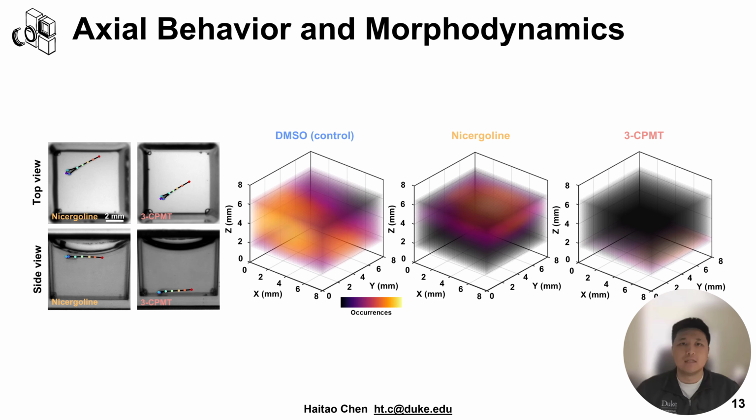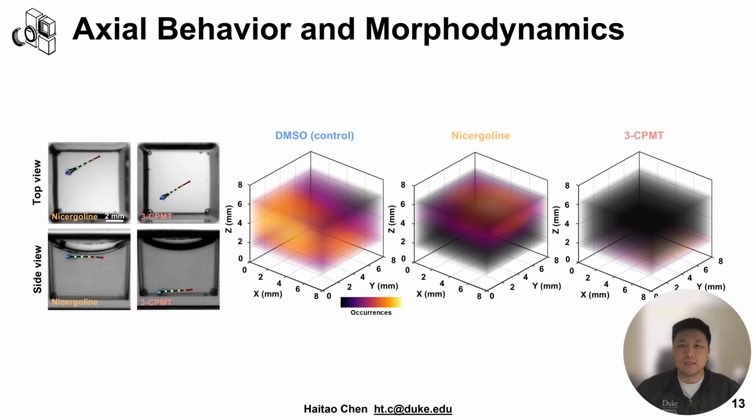Beyond planar kinematics, a key advantage of our platform is the ability to quantify the axial behavior and internal morphodynamics in freely swimming larvae. Using the dual-view imaging, we directly capture axial position and swim bladder morphology. As shown here, a 3D heat map reveals clear differences in depth regulation. The control larvae exhibit broadly distributed swimming depths. The nitrogen-treated larvae prefer to occupy higher axial positions, while the 3-CPMT-treated larvae show persistent bottom-dwelling behavior with limited vertical exploration.